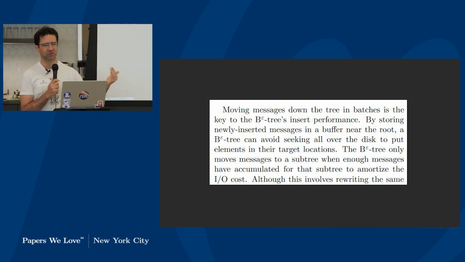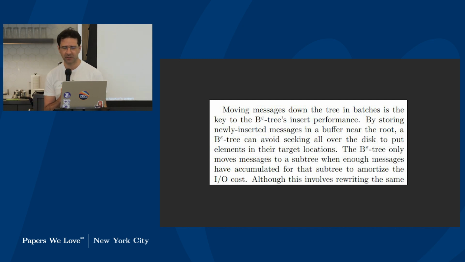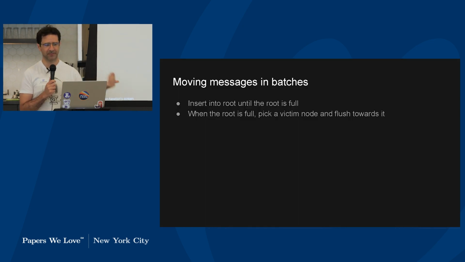Moving messages down the tree in batches is the key to the B epsilon tree's performance. By storing newly inserted messages in a buffer near the root, a B epsilon tree can avoid seeking all over disk to put elements in their target location. A B epsilon tree only moves messages when enough have accumulated to amortize the I/O cost. So basically, moving messages in batches.